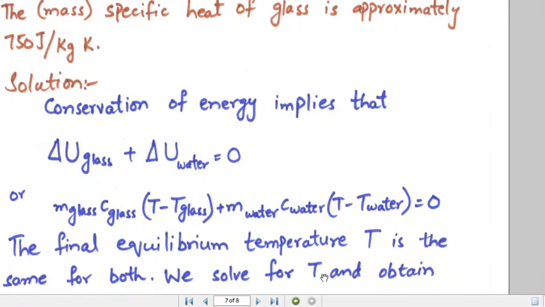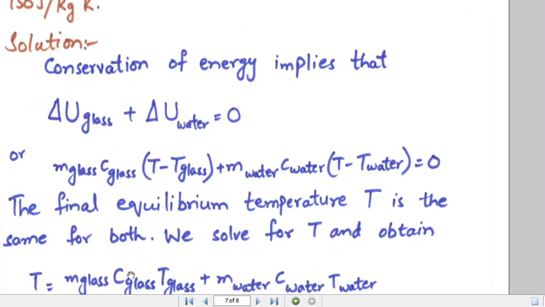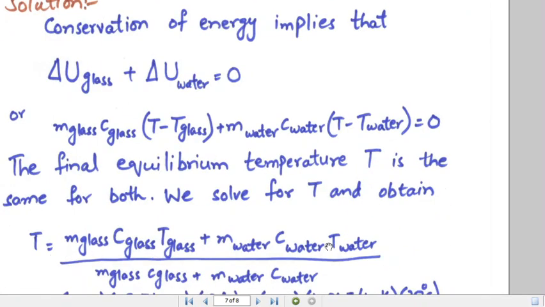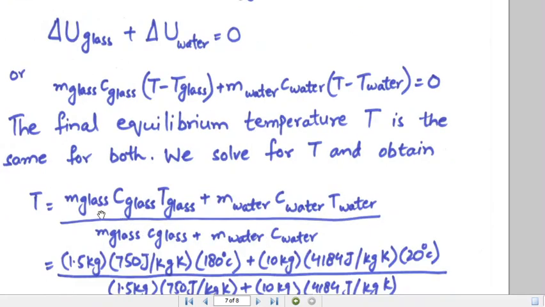So we solve for T and obtain an expression. You have to solve this equation and separate out the temperature dependence, which will give you a ratio of these two terms. Just plugging in the values for mass, specific heat, and temperature for glass and water, you will be able to find the final temperature of this system.